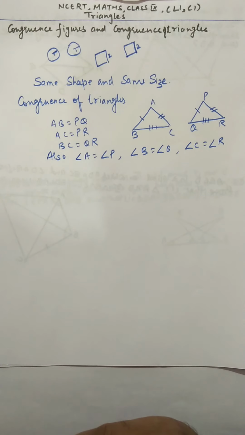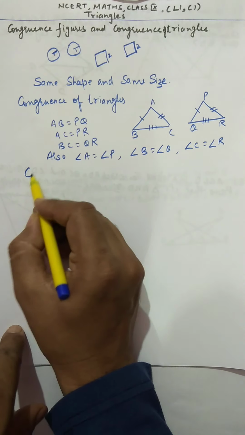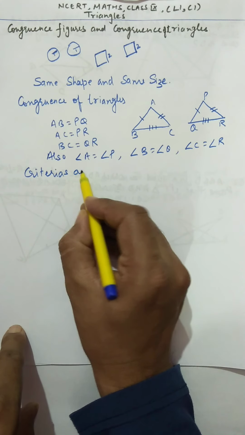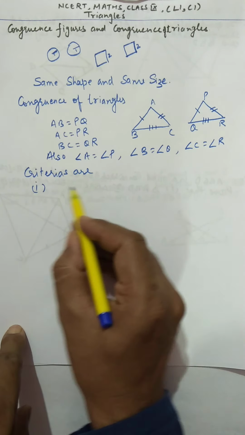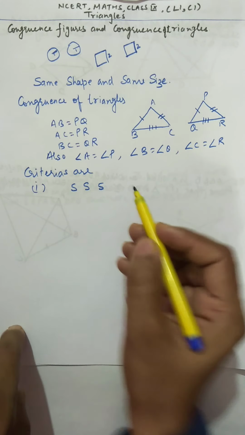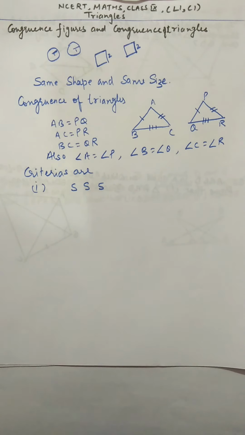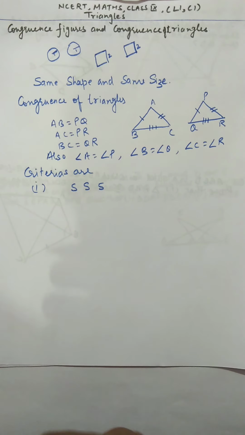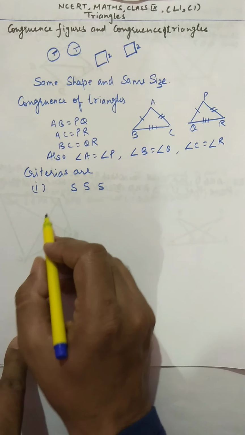Now we have to discuss the criteria, and that is not new because you have already studied these criteria in class 8. The first criterion is side side side. If any two triangles have equal sides corresponding wise, then we say the triangles are congruent by SSS. So this is one criterion.